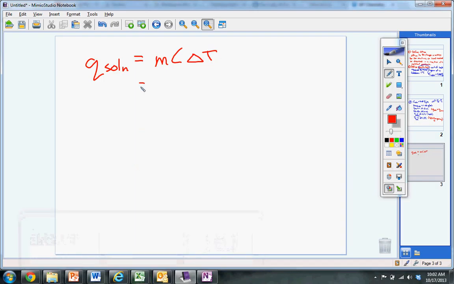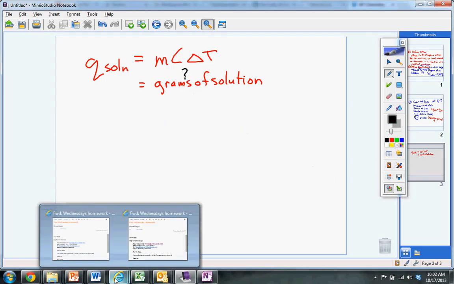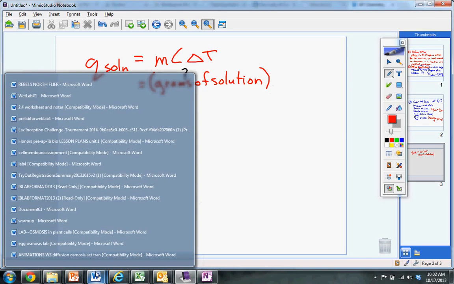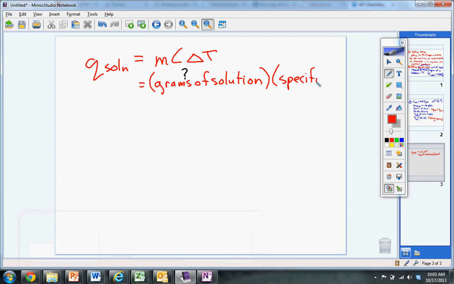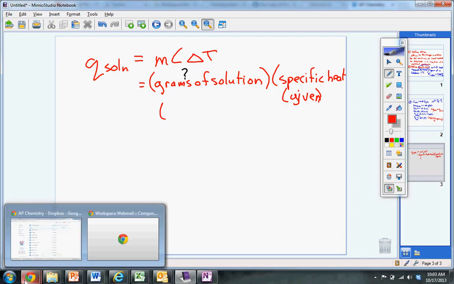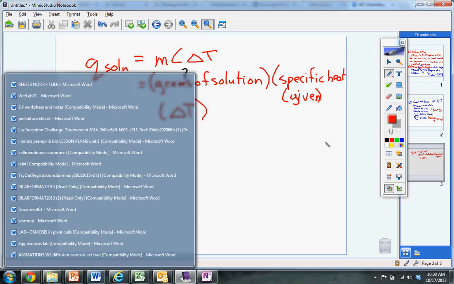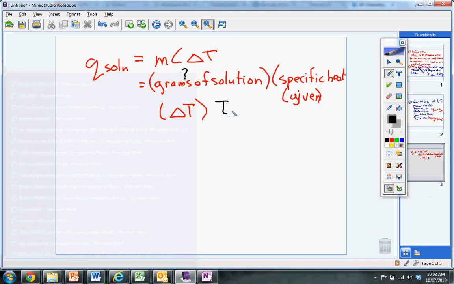So we're going to do grams of solution, times, what's next? Specific heat. And where do we get that? Given. So I'll put that here, given. And then, I know I ran out of space, times what? Delta T, which we know, break it down one more time so we don't forget it, is going to be TF minus TI. All right, so we're going to multiply all that together.